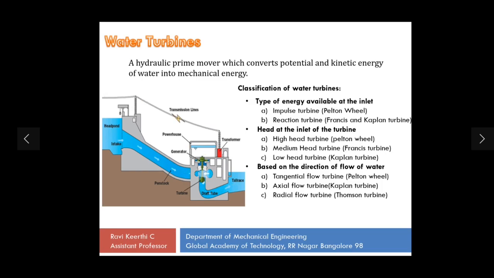The next classification is the head at the inlet of the turbine. This means the pressure head that is available at the turbine end. You have a penstock. The more the pressure head, the more the power developed. So we have a high head turbine, medium head turbine and low head turbine. Again we are going to classify each turbine under high head, medium head and low head turbine.